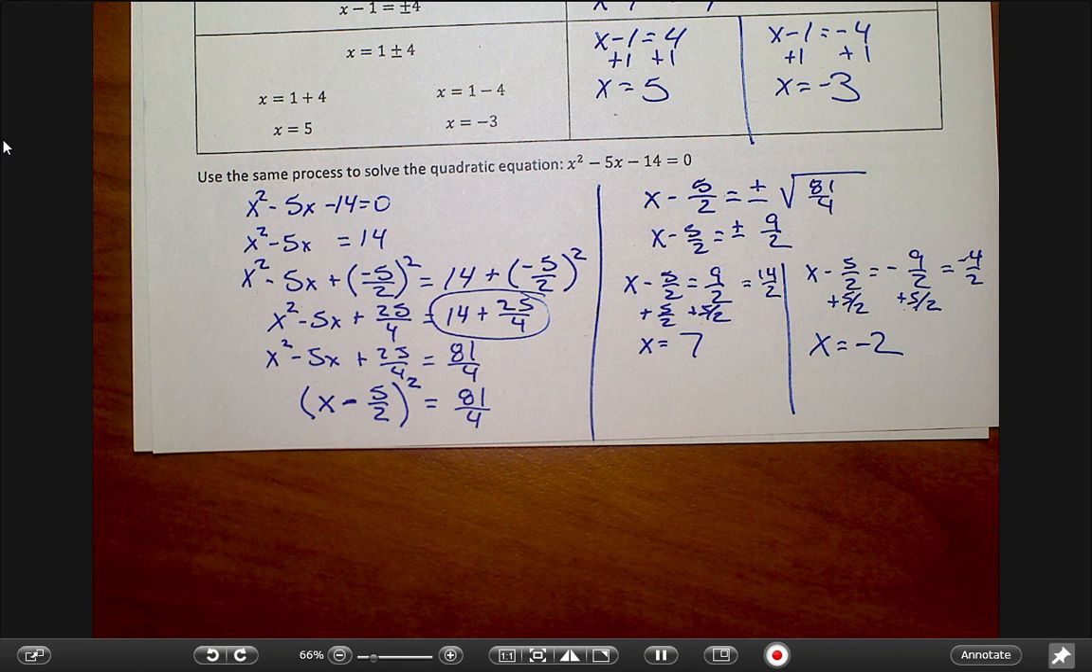A little bit better? No? How do I get this?